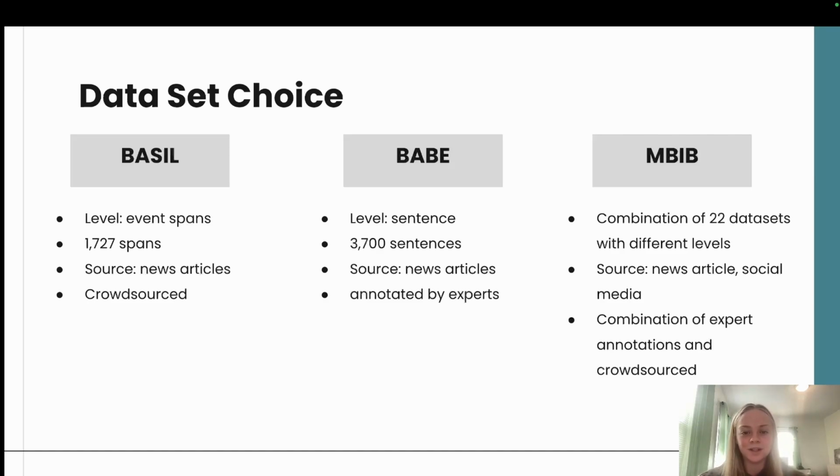In the end, we decided to use the BABE dataset due to the large amount of sentence level annotation, since that is what we were looking for in this case, and also due to the fact that this was done by experts. While MBIB does have a larger range of data, the accuracy may not be as good since these are not all done by experts, only some are, and also with some of the data coming from social media, that brings up some different issues.